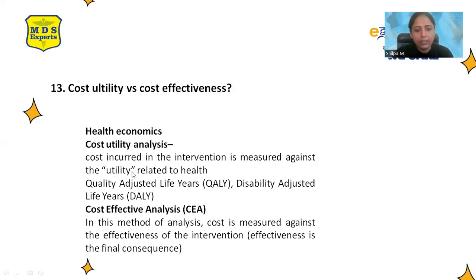This is an example related to oral health. Also, generally, you can see the QALY and the DALY measures, indicators, of how the cost incurred in the intervention is measured against the utility related to health. Whereas in cost effectiveness, you measure the cost that went into the program and how effective the final consequence was in reducing the disease. You check the effectiveness as a final consequence of the intervention. So we will discuss this in detail in the health economics chapter. There are other terminologies also to be discussed, which we'll cover in the health economics section.